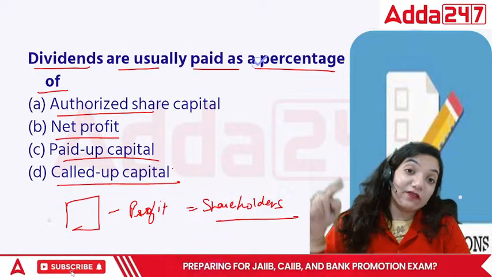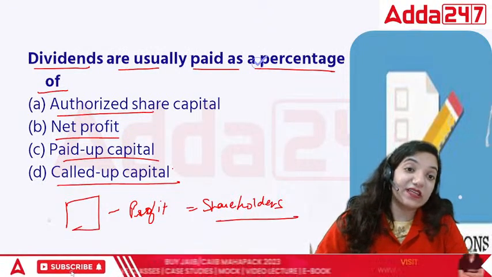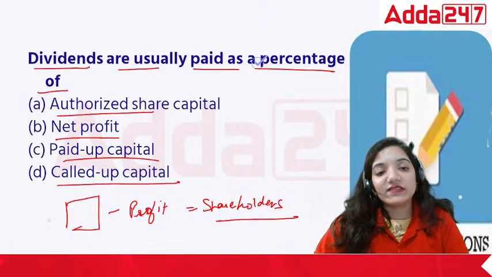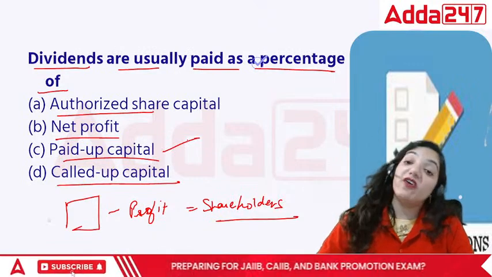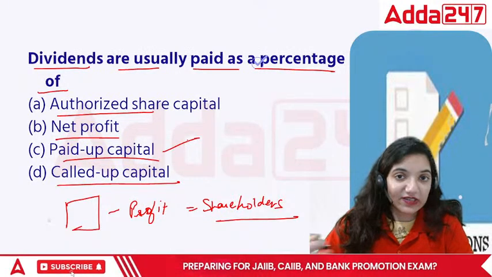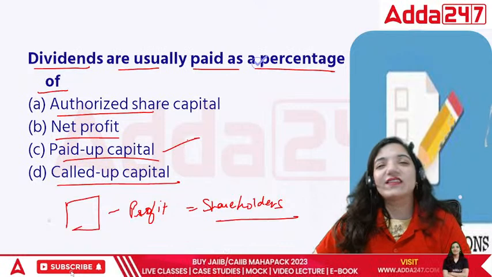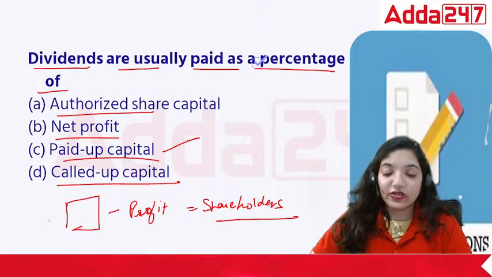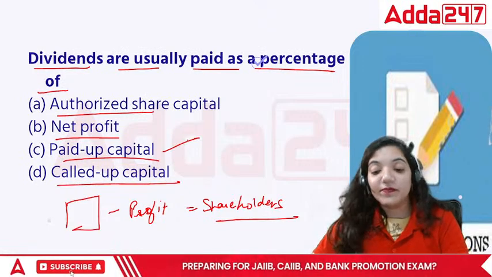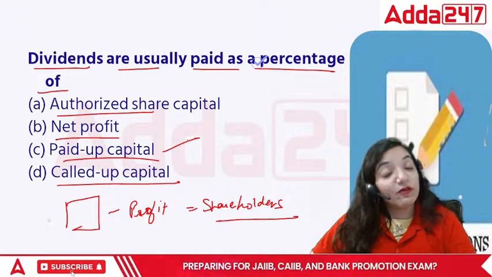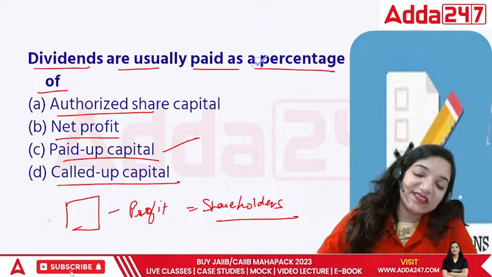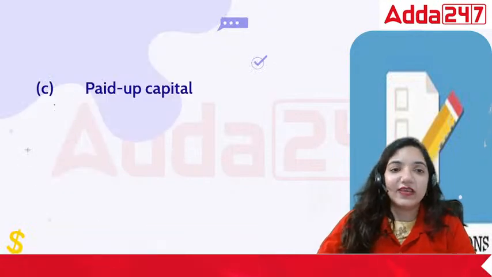Dividends are paid as a percentage of paid capital. If you have paid the capital only, then you will receive dividends. At this point of time, nobody has unpaid capital. You will never get the capital of an organization without paying a penny. You will have to pay before getting the shares. That is something that happens in the demat account now. So in this case, the correct answer is paid up capital.